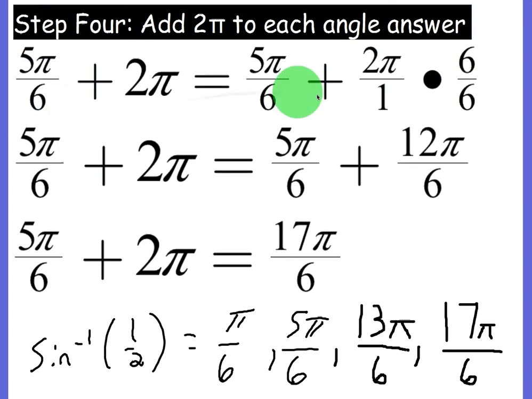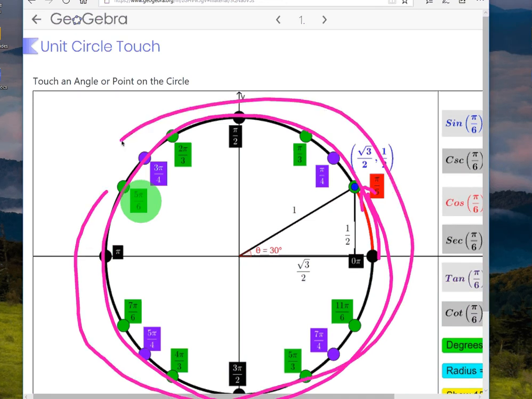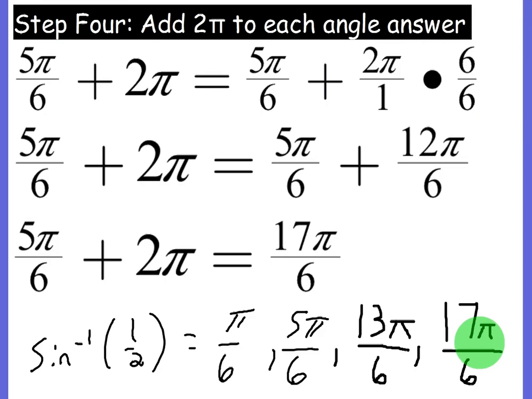And 5 pi over 6 plus 2 pi is going to give you a coterminal angle of 17 pi over 6, which is this angle right here. So if you were to add 360 to that, you'd end up at the same angle, and that would be 17 pi over 6. So now we should have 4 angles. All right, 4 angles total.